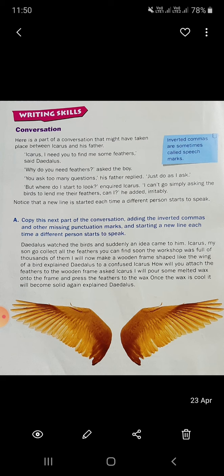Yes, the same way. We have got a passage here. Copy this next part of conversation, adding the inverted commas and the other missing punctuation marks and starting a new line each time a different person starts to speak. You have got a passage and an example of how to do it. As I have explained earlier, when a person speaks, you will start in the first line. Then when the next person speaks, you will start only in the next line. You will not have continuous speech here, and you will have proper punctuation marks. Is it clear? Record your answers in an A4 sheet, children.